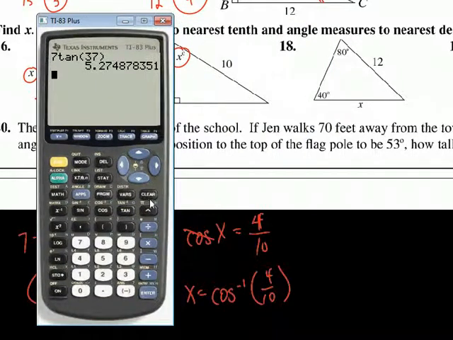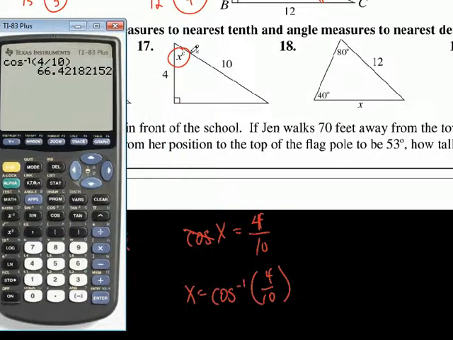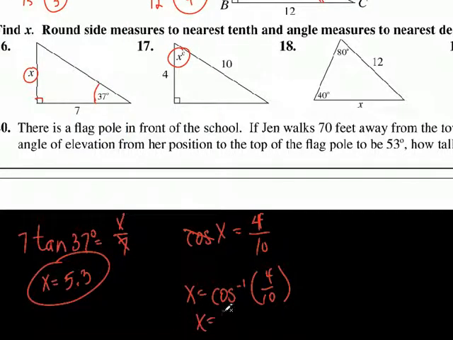So let's do that. Let's put 4 over 10. 4 divided by 10. Actually, let's just do it all in one shot. Inverse cosine. Second function cosine of 4 over 10. It's the best way to do it. There you go, 66.4. But this is an angle, isn't it? We're solving for an angle right here. What do we do to the angle? It says to the nearest what? To the nearest degree. So do I put 66.4? I just put 66 degrees. That's it. So x is just 66 degrees.